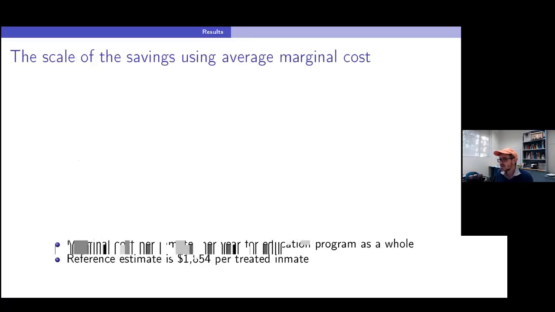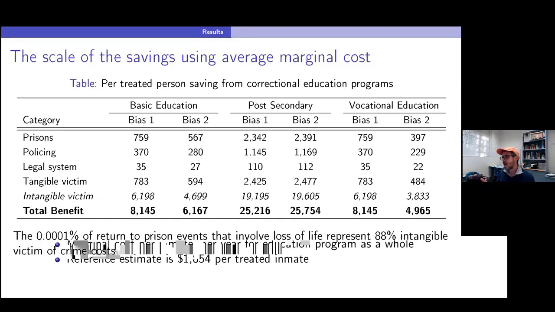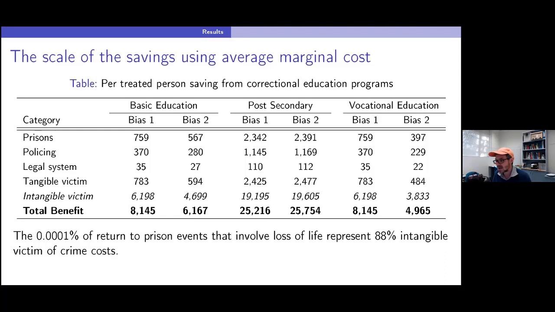So the scale of the savings: if we look at all of these marginal costs, all of these cost categories, and I'm looking at a representative distribution of return issues, that means that I'm weighting by average parole violations and crime distribution and all of those many categories, these many distributions. What drops out at the end? A couple of things drop out at the end. One, you can see that overwhelmingly these results are driven by intangible victim of crime costs.